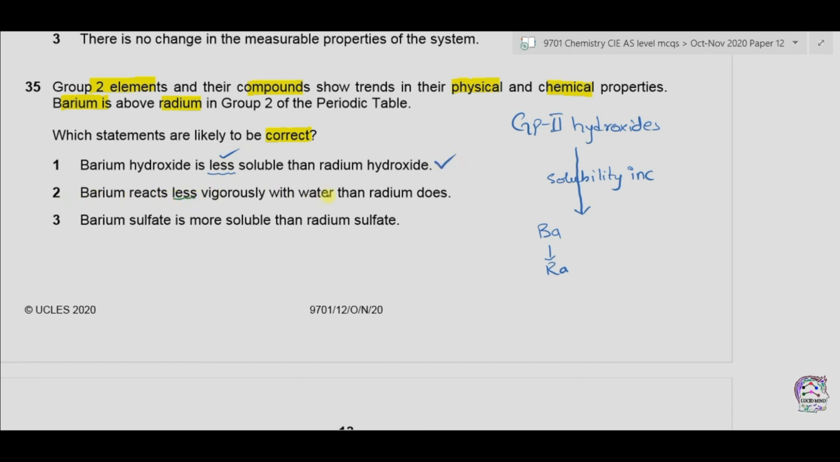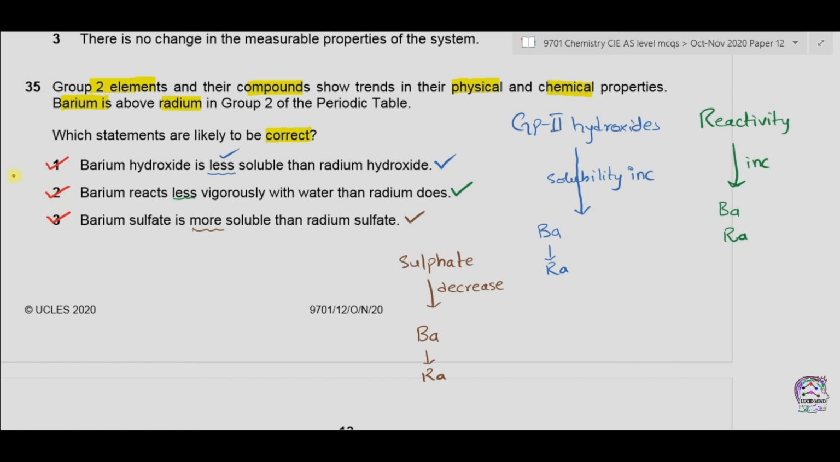2. Barium reacts less vigorously with water than radium does. Now the reactivity of group 2 metals also increases down the group. This is because electrons are easier to lose as the size of the atom increases. So radium is more reactive than barium. So option 2 is also correct. 3. Barium sulfate is more soluble than radium sulfate. Now the solubility of sulfates of group 2 decreases down the group. This is because stronger forces of attraction are present. So barium sulfate will be more soluble than radium sulfate. So option 3 is also correct. As all options are correct, the answer is A.